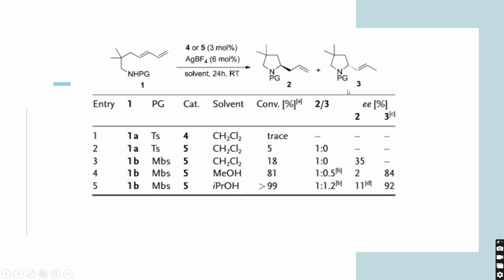get two different products. Okay, so if you look at the difference of the products, the stereochemistry is one thing, and the major thing which is the difference between these two products is the position of the double bond. Okay, in compound number 2, if you see, the double bond is terminal, but in compound number 3, the double bond has isomerized and it is present as an internal double bond.